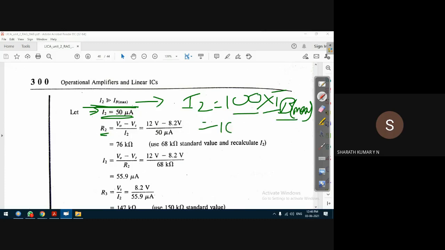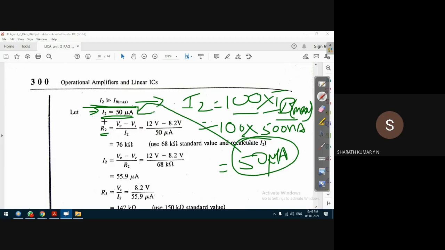So 100 into 500 nanoamperes gives 50 microamperes. That is somewhat better, at least somewhat okay. In the numerical problems, when you design, you can straight away assume I2 to be 50 microamperes, no problem. You can write this expression and assume it, no problem.